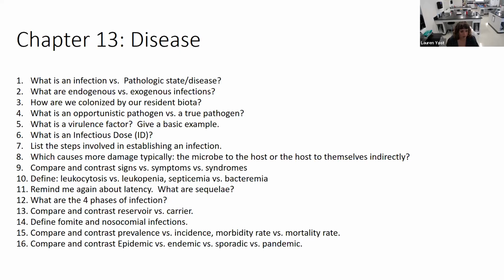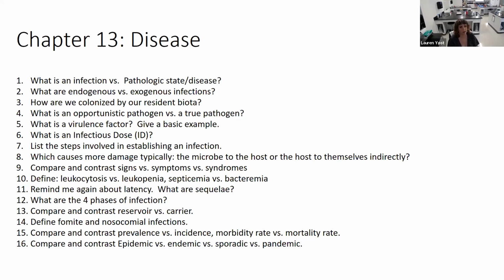Okay, an infectious dose. Infectious dose is the amount of microbes that it takes to cause an infection, to establish an infection in a host. So that could be as few as 1. There are diseases that only require 1, but there are some diseases that require 50 to 100 microbes to be present in order to establish infection. So that's infectious dose.